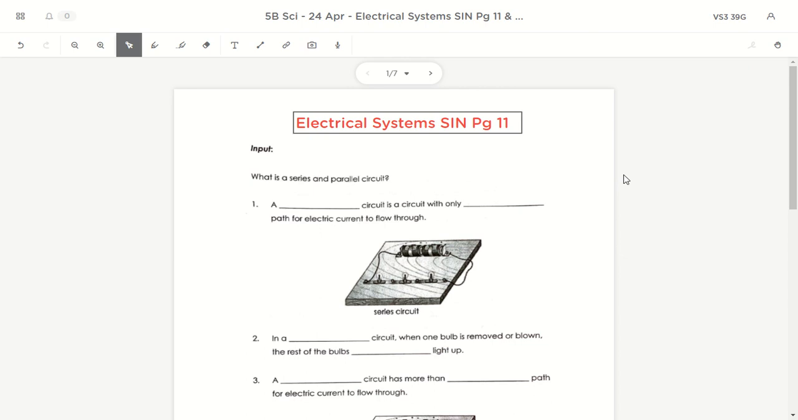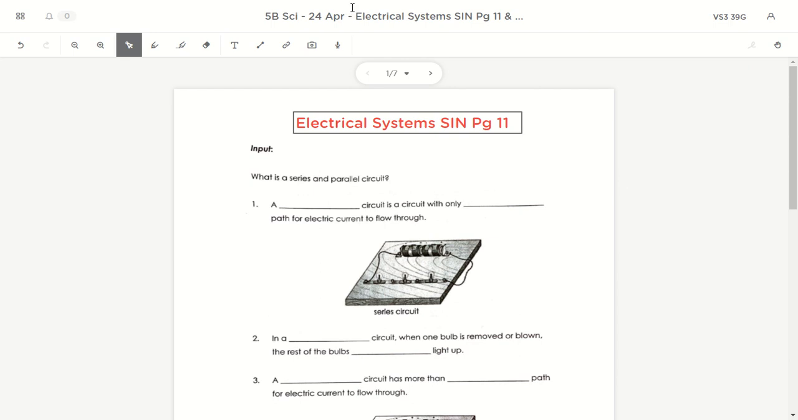Okay, so this was your homework last Friday on electrical systems on series and parallel circuit. Most of you got the idea, but you all kind of put in the wrong word for the wrong bracket. Okay, so your homework was 2 pages of SIN on last Friday, as well as I think 8 questions on MCQ. So let's go through them first.